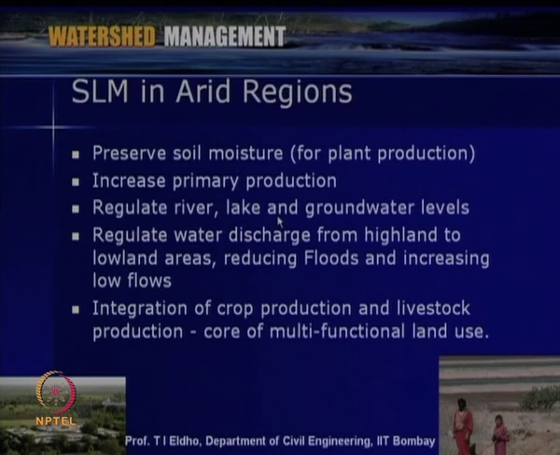And then we can integrate crop production and livestock production. This is the core of multifunctional land use, that means integration of crop production and livestock production, so that the income of the people will be increased. Through this we can achieve poverty alleviation, and then better sustainable land management is possible.